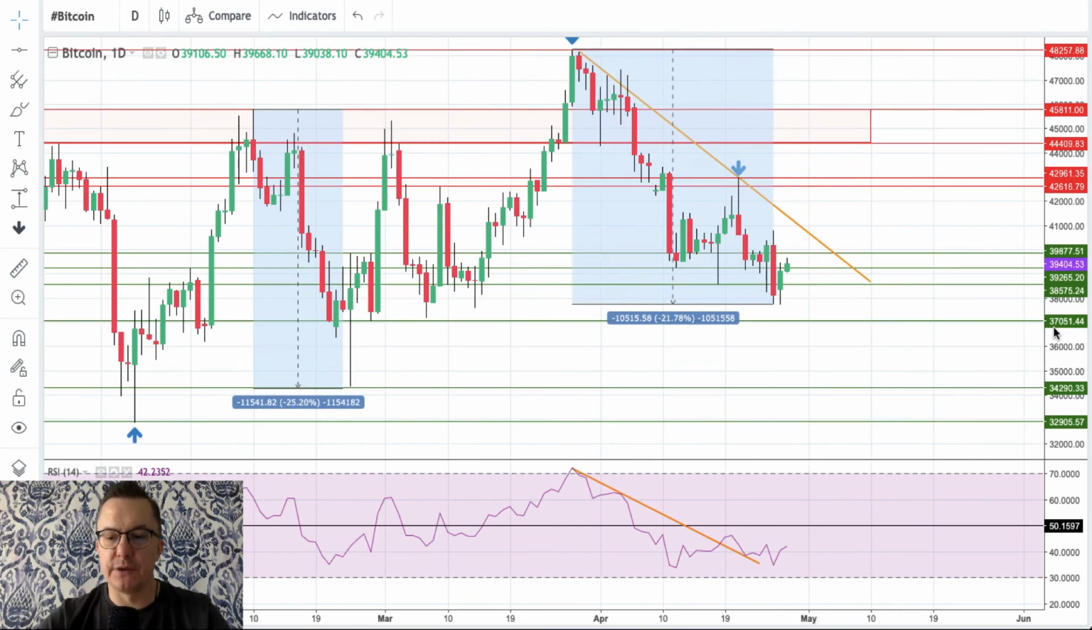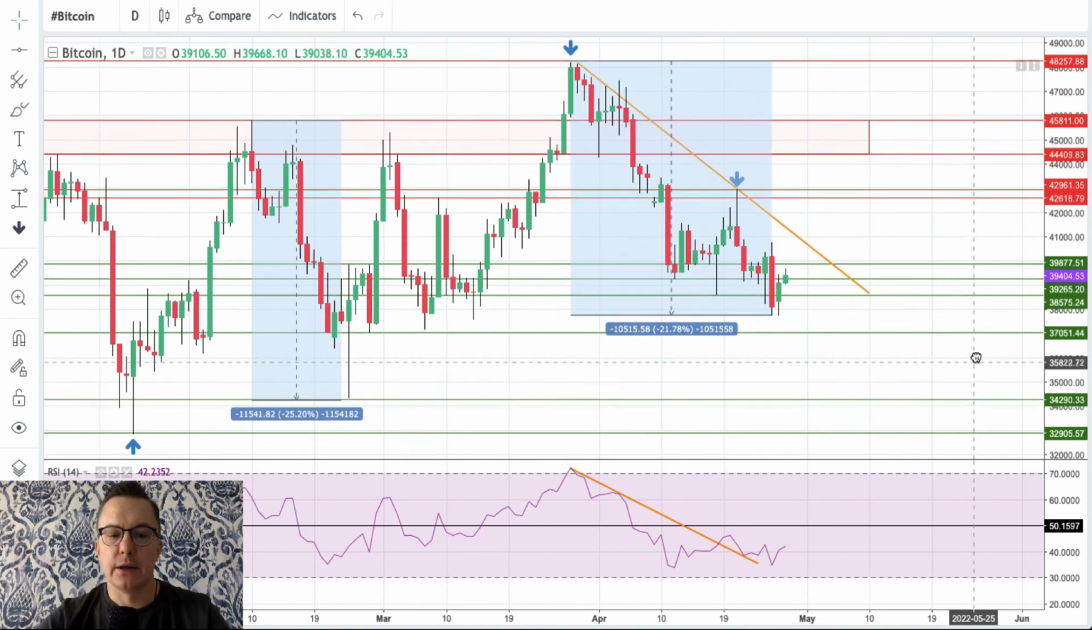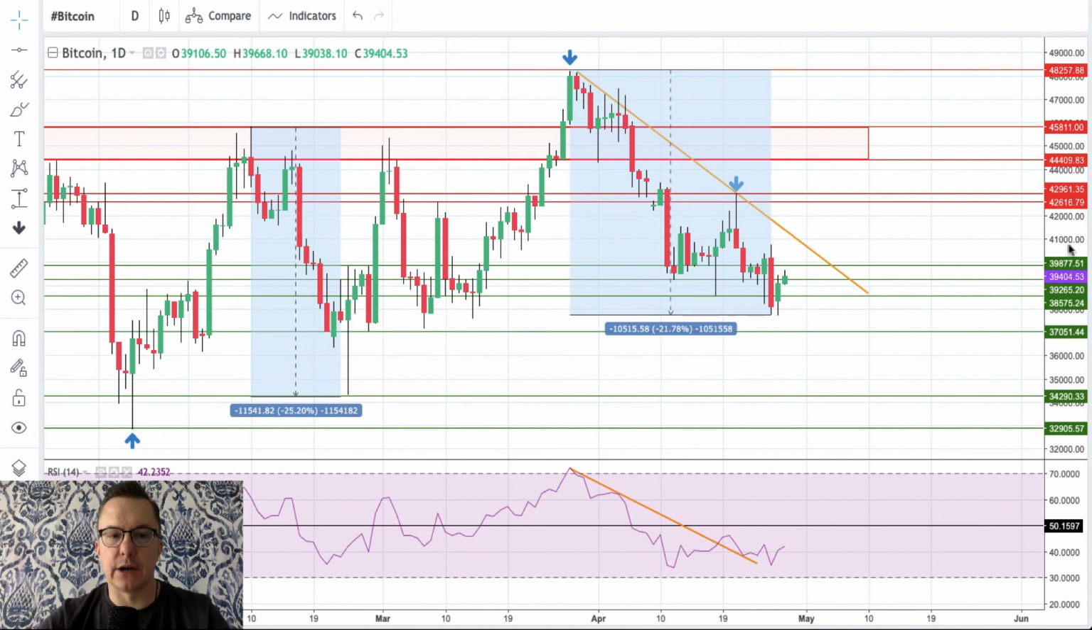If we break below $37,051, then of course the sell-off might accelerate towards the lows of 34,290. So far the market behaves according to our scenario. No change here as well. The short-term bearish outlook is right now still in play on Bitcoin.